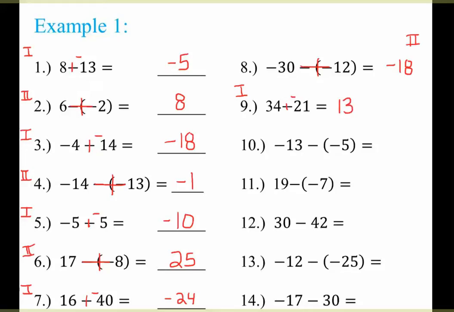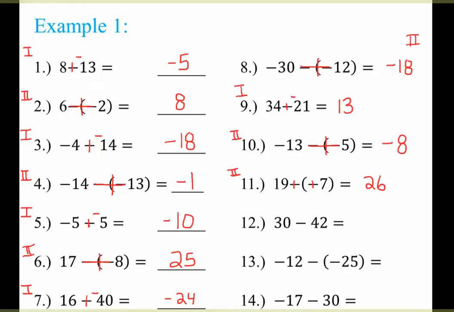Number 10, minus a negative structure. So we have a type 2. Negative 13 minus negative 5 changes into negative 13 plus 5. That's a war problem. Negatives win. They win by 8. All right, number 11 is a type 2 problem. Got that minus a negative structure in there. 19 minus negative 7. That's 19 plus positive 7, for those of you guys who were taught to do plus a positive. Okay, 19 plus 7 is going to be 26.